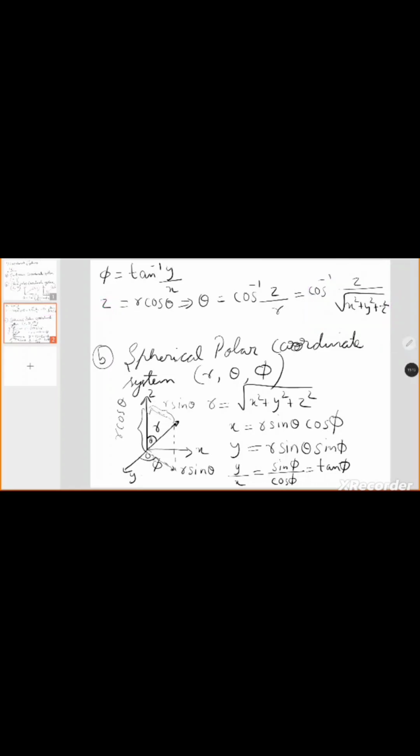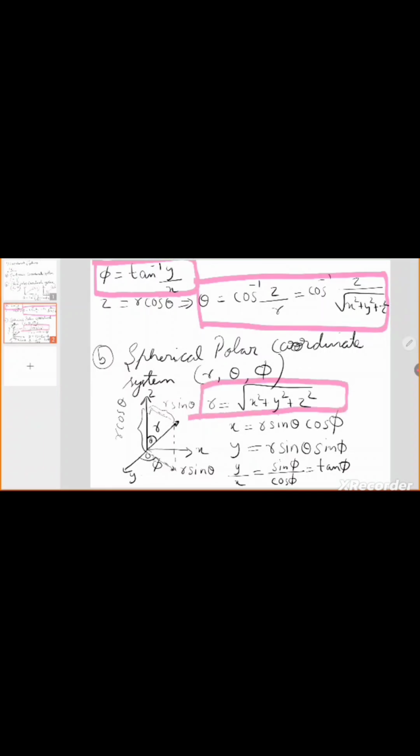So these are the transformation equations. Theta is equal to cos inverse of z by square root of x square plus y square plus z square. Then phi is equal to tan inverse of y by x, and r is equal to square root of x square plus y square plus z square. These are the transformation equations in spherical polar coordinate system.